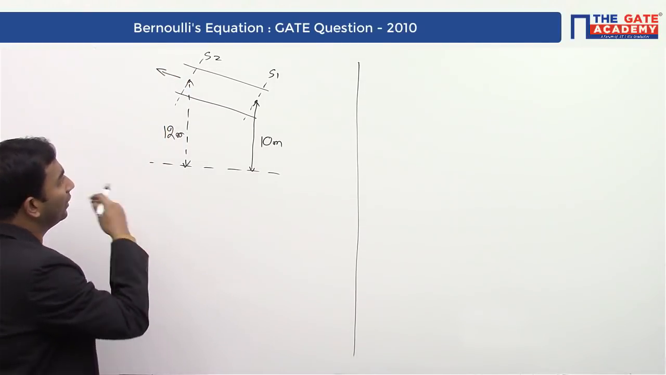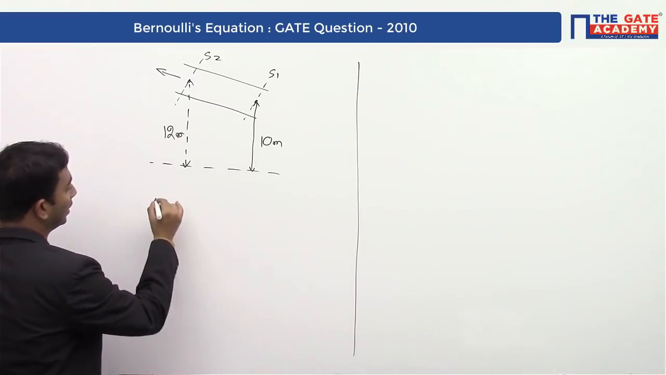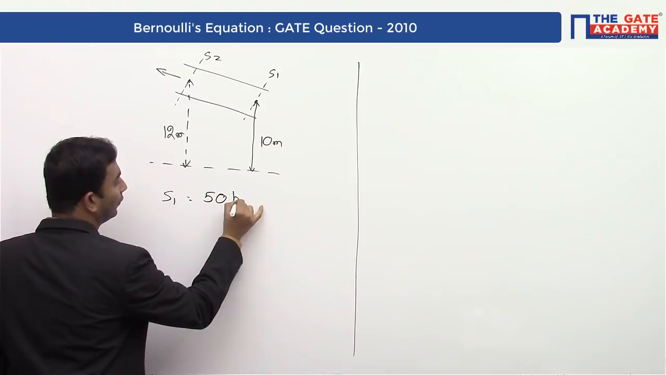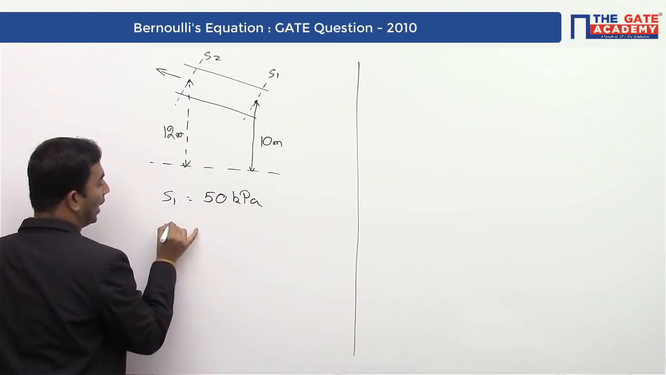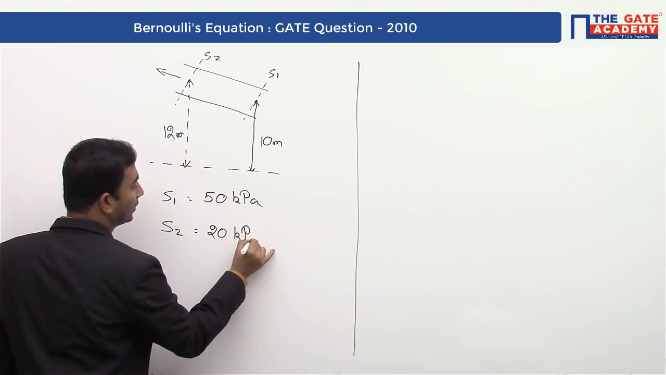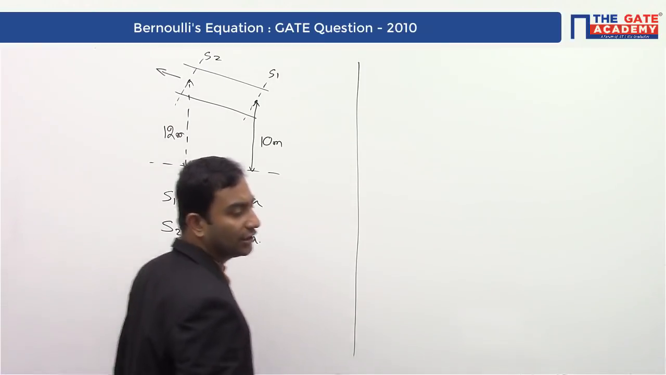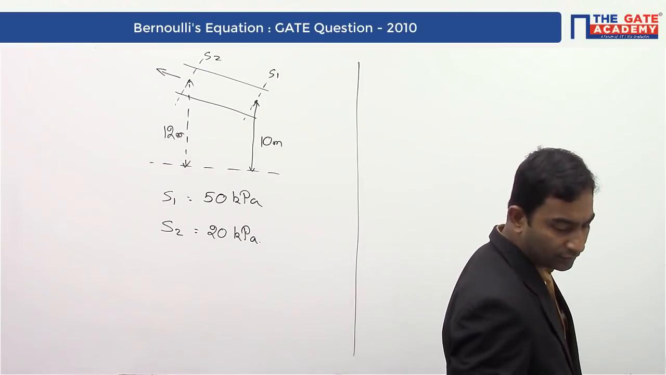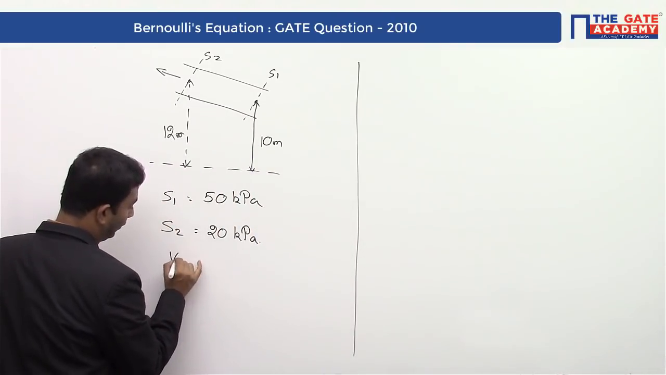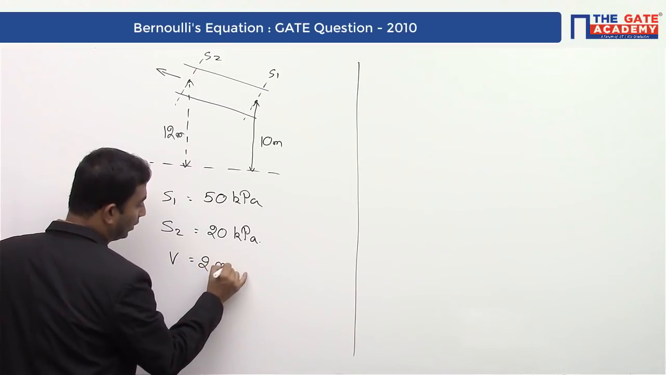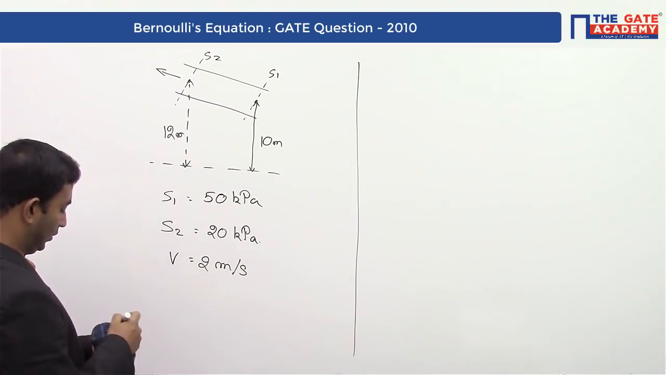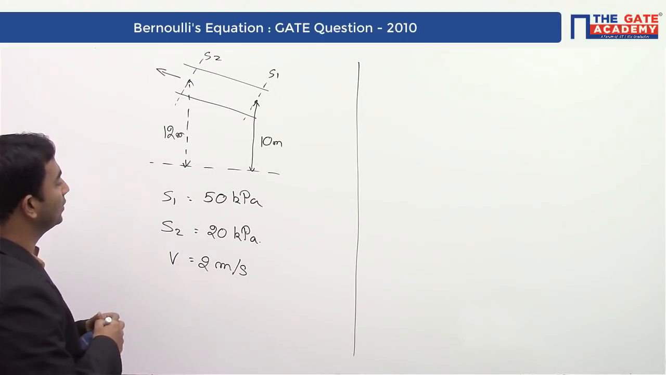Now we are given different elevations. The pressure at S1 is given as 50 kilopascal and S2 is given as 20 kilopascal. The velocity is given as 2 meter per second. These are the information given to us.